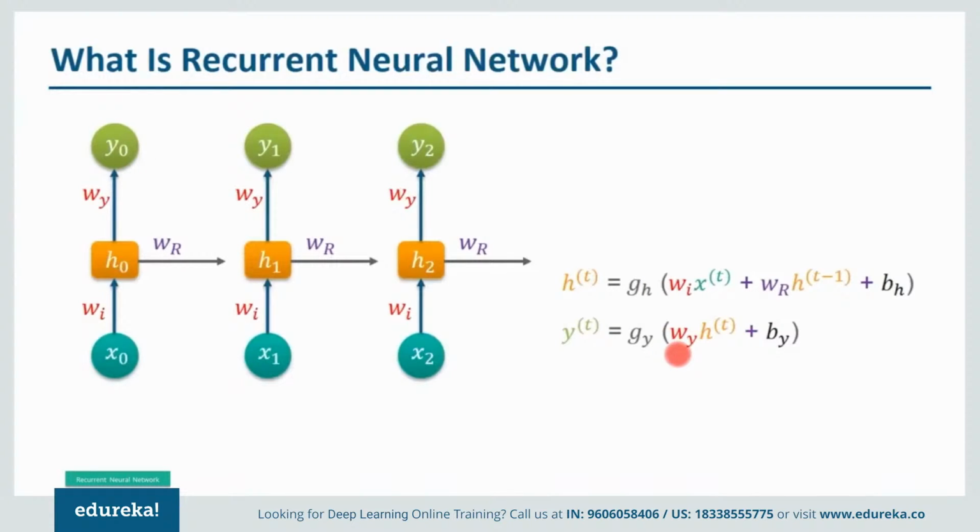For y0, I'll multiply h of 0 with the weight matrix wi and add a bias to it and pass it through a function g of y to get y0.